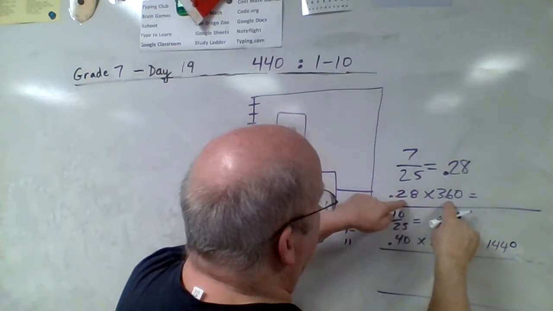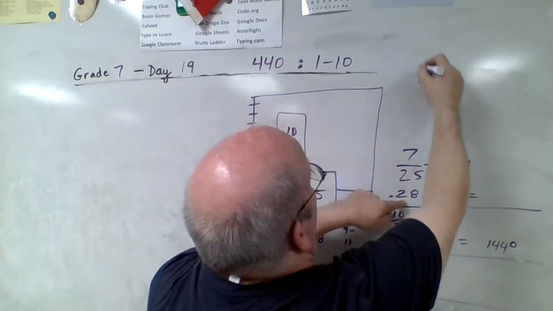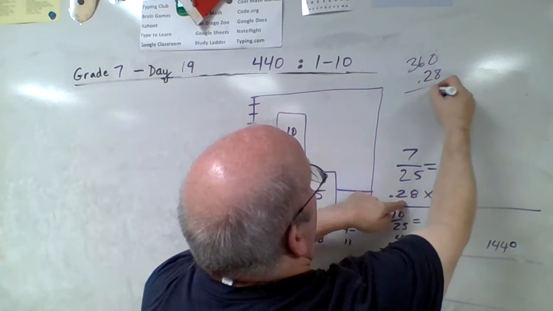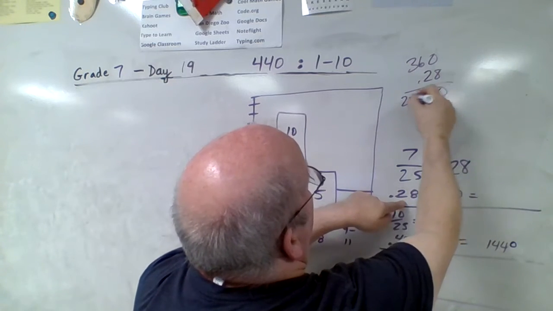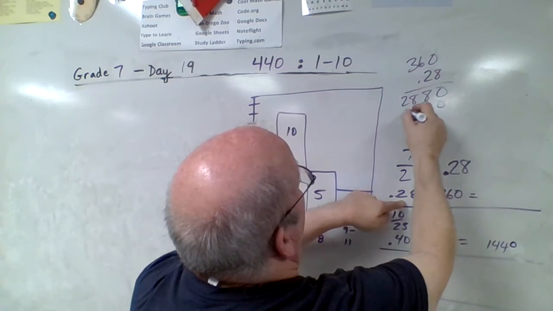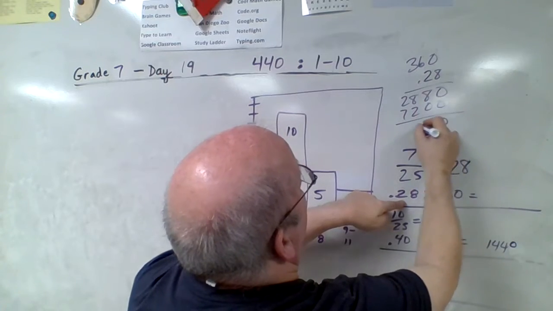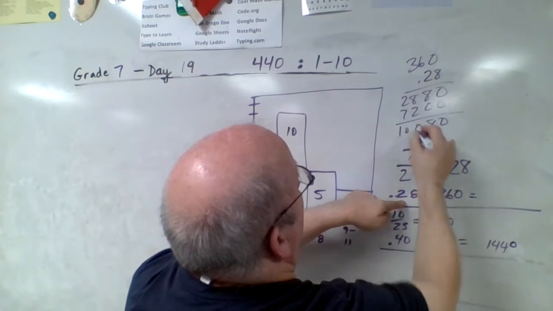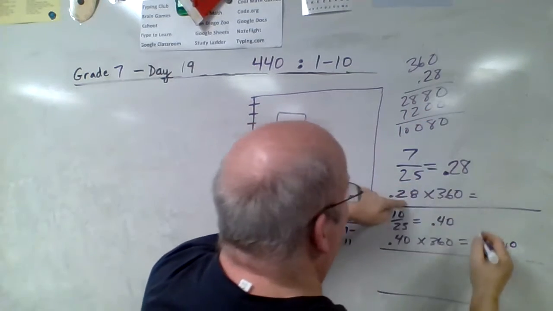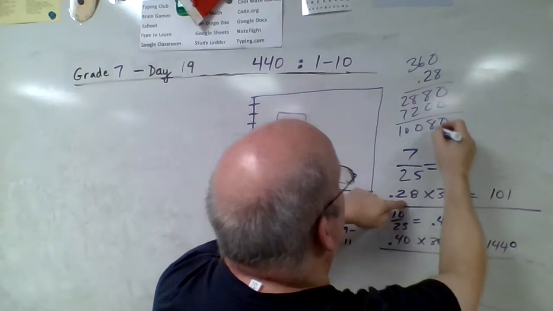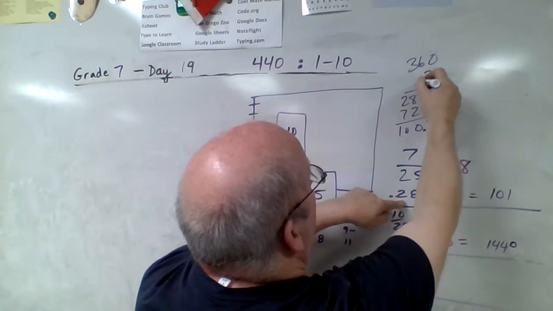I don't know what 0.28 times 360 is, so let's do that quickly. 4, 28, 0, 0, 12, 7, 0, 8, 0, 100. 100.8, that's about 101 degrees, because there's going to be that decimal point there.